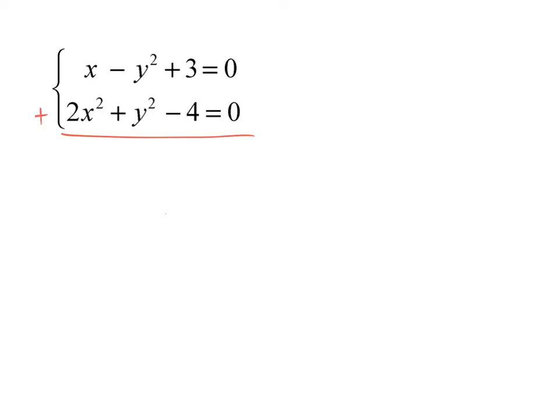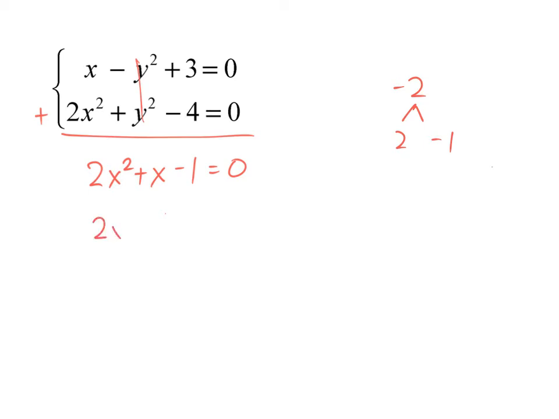So I get 2x squared plus x. I can't combine those. And then the y terms go away, and then I get 3 minus 4, which is negative 1, equals 0. Now that y is eliminated, I need to solve this quadratic. So I can either factor or I can use the quadratic formula. So if I factor, I want two things that multiply to negative 2, but add to 1. That'll be 2 and negative 1.